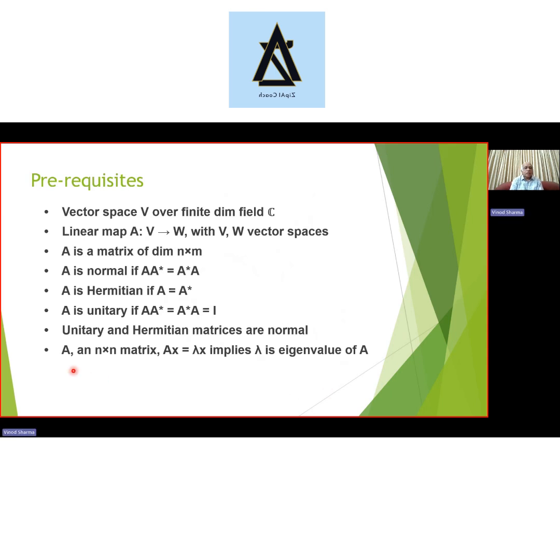If matrix A is of size n cross n, and x is a vector and lambda is a complex number, with x a non-zero vector such that Ax is equal to lambda x, then lambda is called the eigenvalue of A, and the corresponding eigenvector is x.